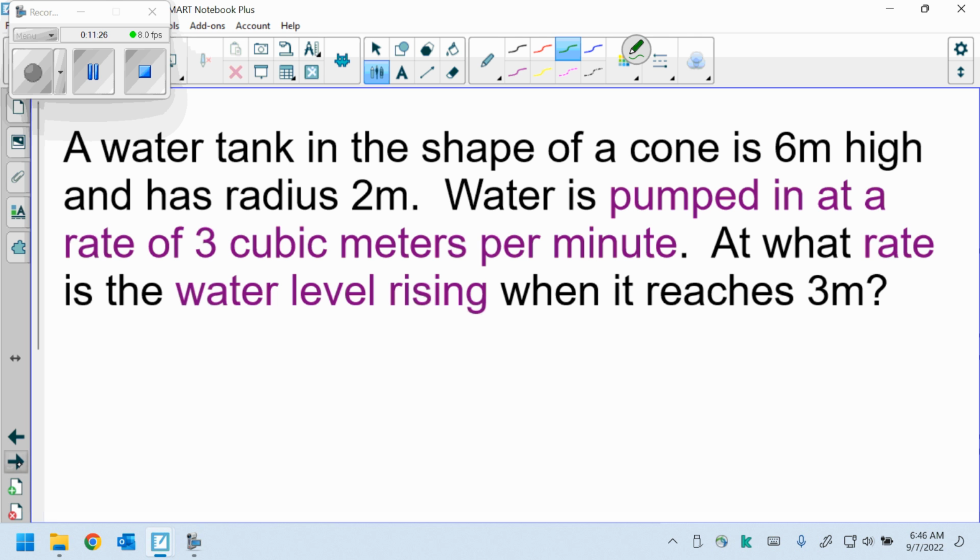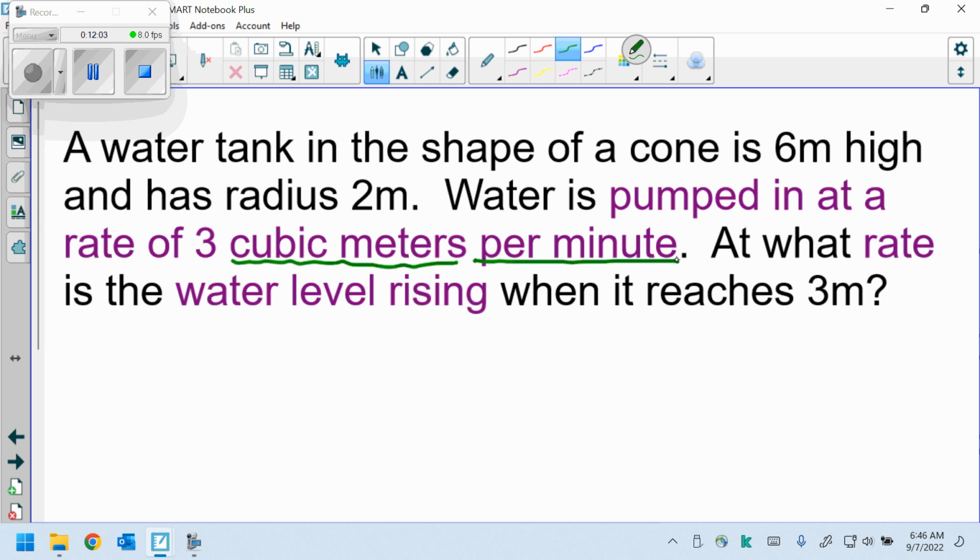Okay, water tank in the shape of a cone. Now, when it comes to cones, I think they're going to give you any volume equation that you might need. And cones are big when it comes to the AP test and questions that James has. So we've got this conical tank, 6 meters high, radius is 2, water pumped in 3 cubic meters per minute. So that's a volume. It's the rate at which the volume is changing. So I'm thinking volume is going to be important here. At what rate is the water level rising? When it gets to 3 meters.